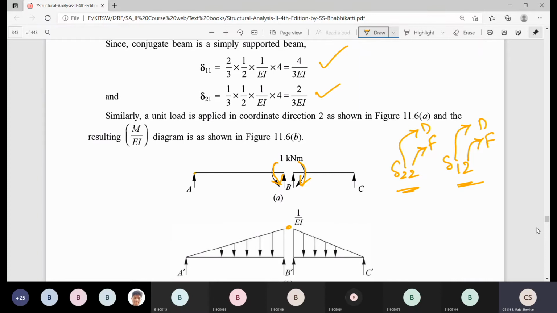At A, bending moment is 0. At C, bending moment is 0. Just join these two points. So this is the bending moment variation diagram. Just divide with EI, the M by EI diagram also.